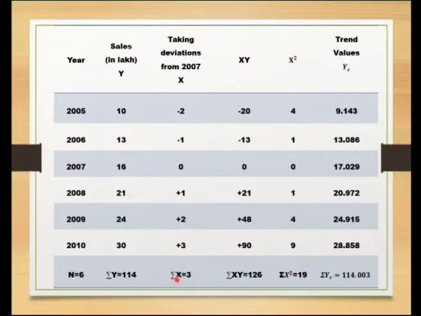Now, we see summation y is equal to 114 and n is equal to 6, that is number of years is 6, and summation x is 3, it is not equal to 0, that should be noted here, and summation xy is 126 and summation x square is 19. These trend values are yet to be calculated. Okay. So, we shall do this.